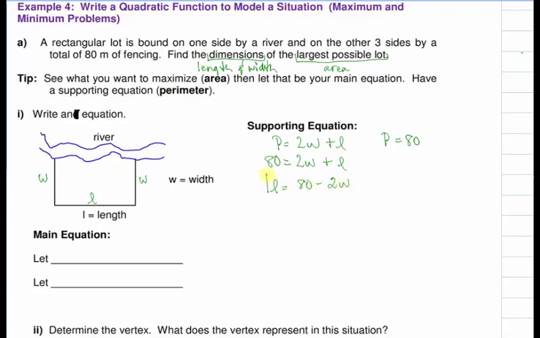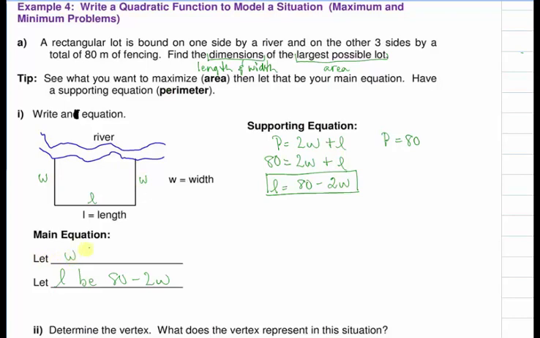Now, this is important because in our next step, we are going to write some let statements. Okay? What your supporting equation does is give you an algebraic expression for one of your dimensions on your rectangular lot. As you can see in this example, we are going to have an expression for the length. So we're going to let L be 80 minus 2w. So that tells us that this side, the longest side of our rectangular lot, is going to be 80 minus 2w.